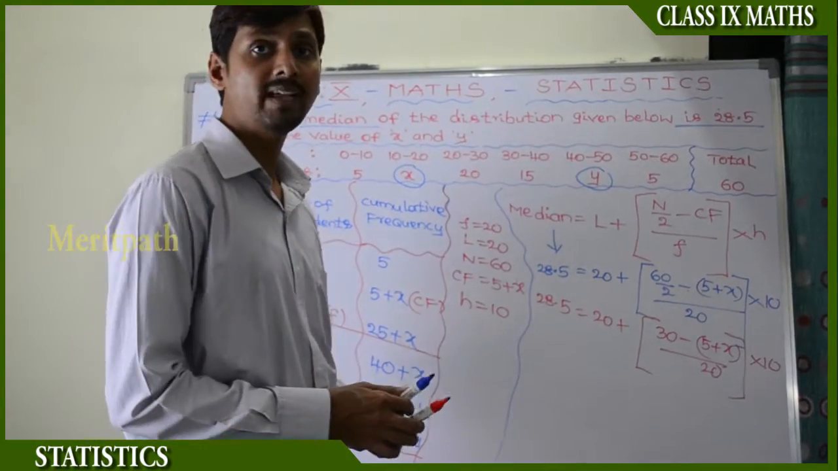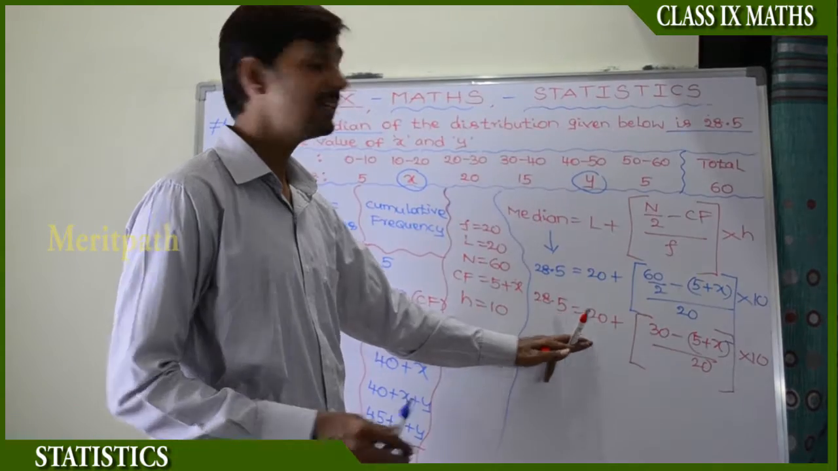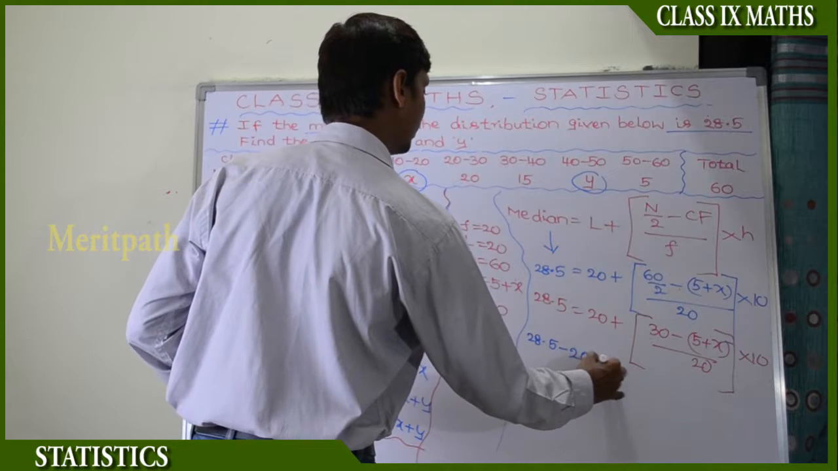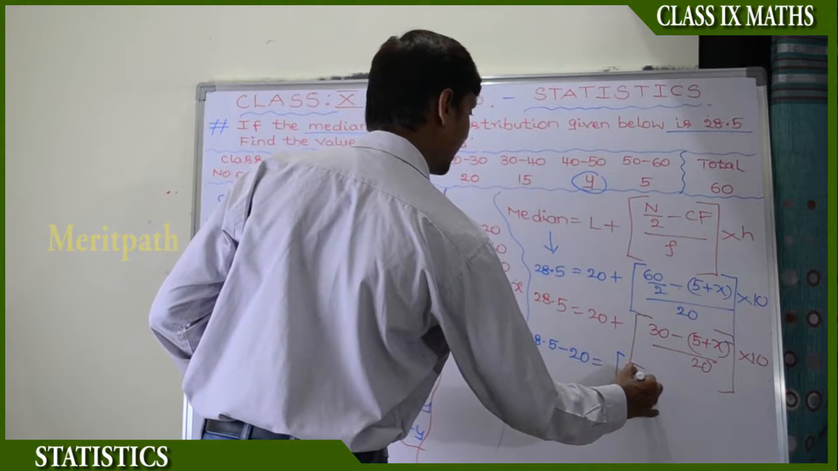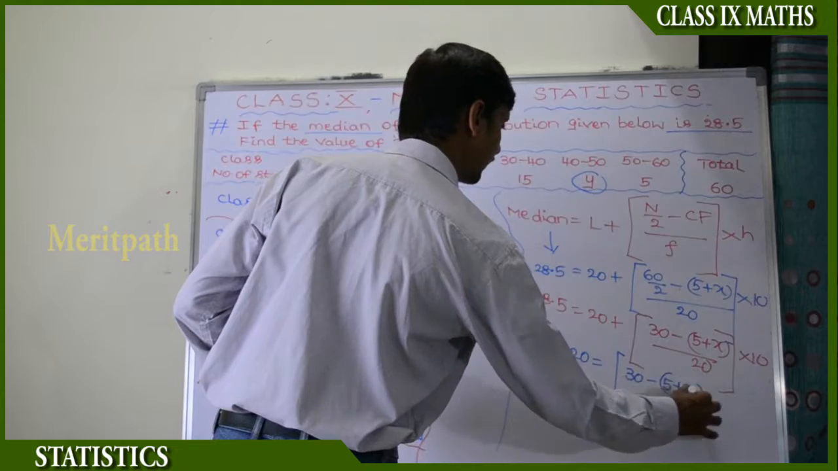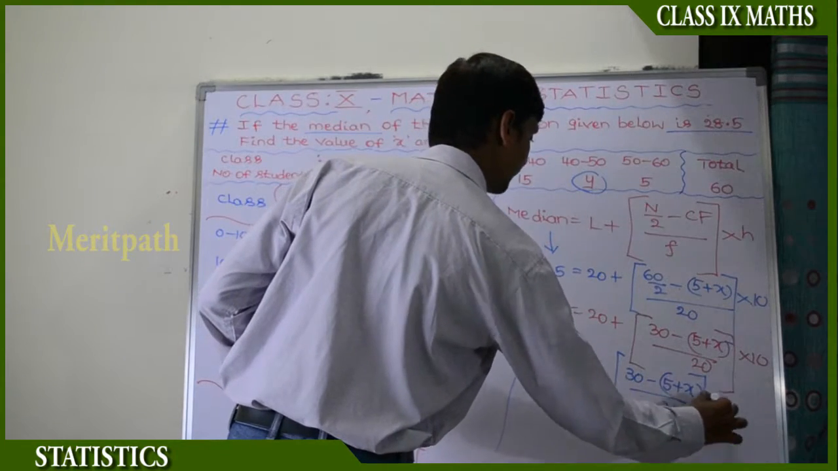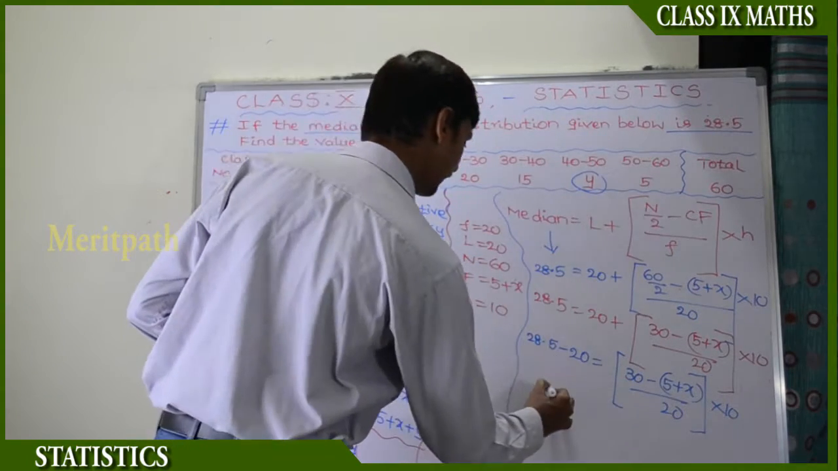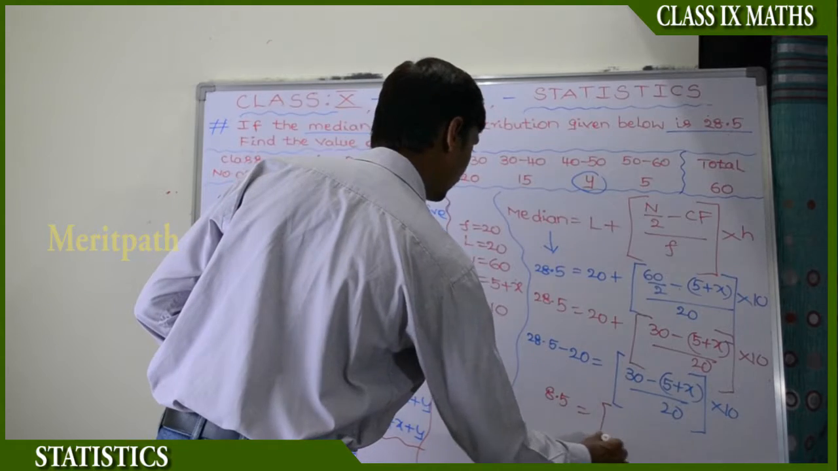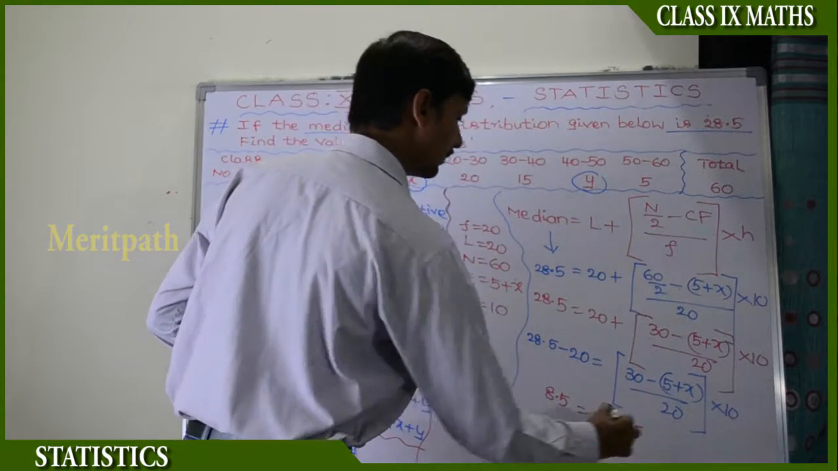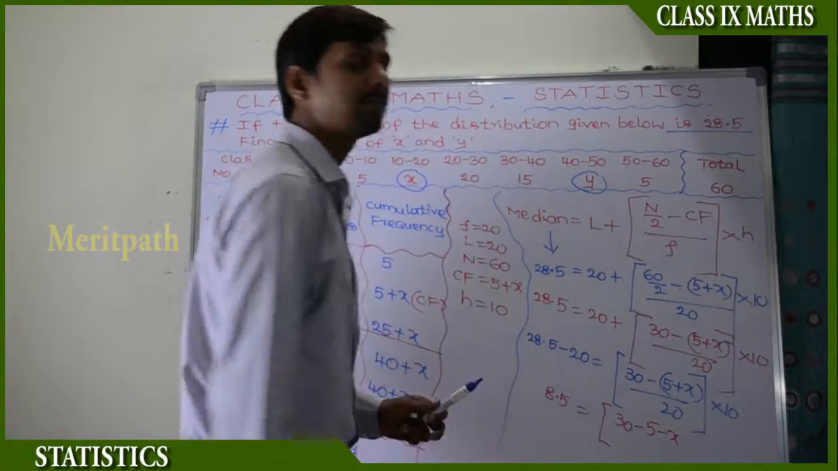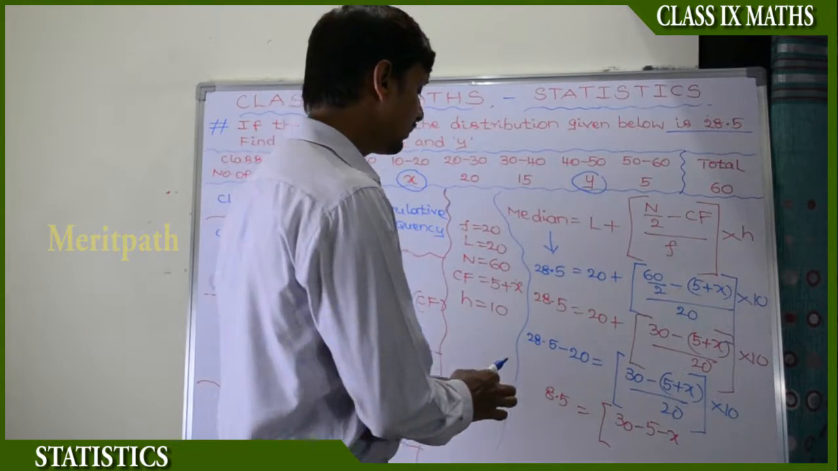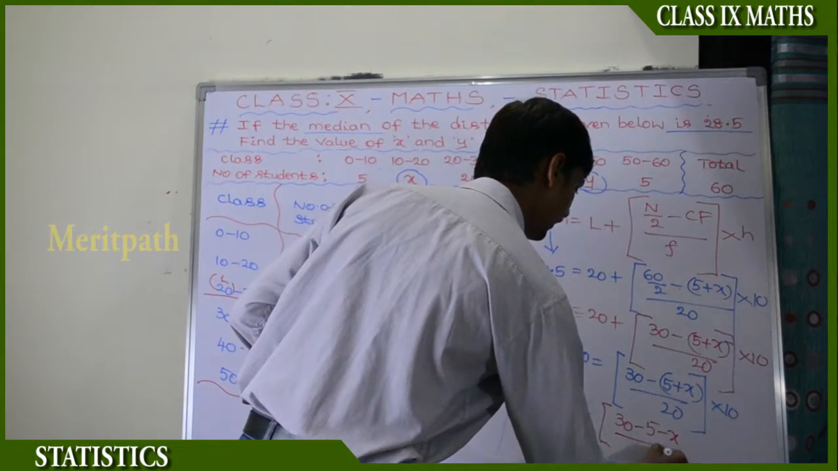To find the value of x, let's transpose this 20 to the left hand side. We'll be getting 28.5 minus 20 is equal to 30 minus 5 plus x divided by 20 into 10. So let's subtract these two values. We'll be getting 8.5 is equal to 30 minus 5 minus x. When multiplied with the minus sign, we get minus 5 minus x, divided by 20 into 10.